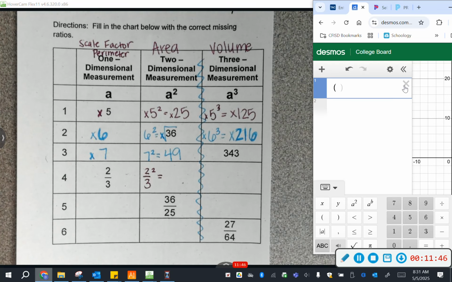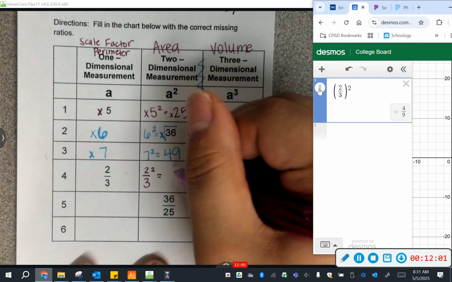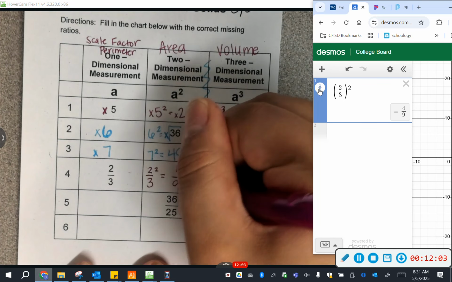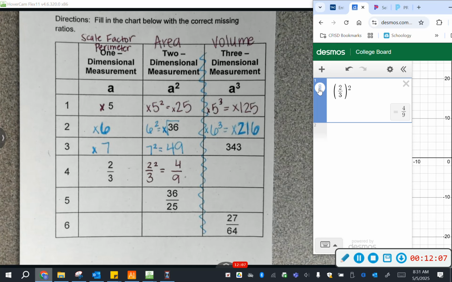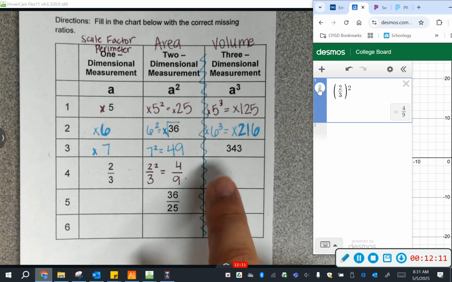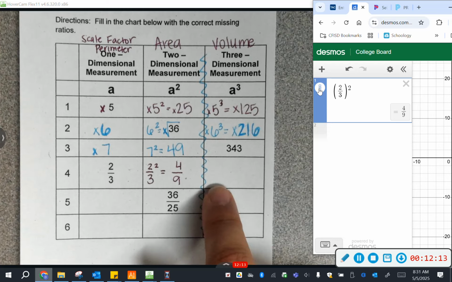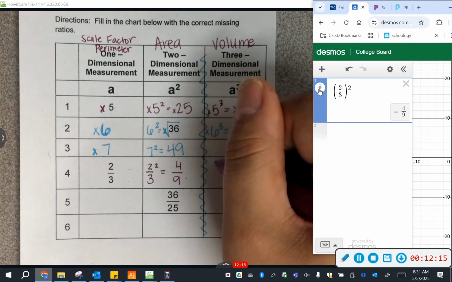What is 2/3 squared? Just put parentheses. 2/3 squared is, that's disgusting. Oh, that number. So turn it into a fraction, and what do I get? Oh, that's prettier. It's still a fraction, but at least Desmos did it for you. For real. What would I do in this last column? 2/3 cubed.